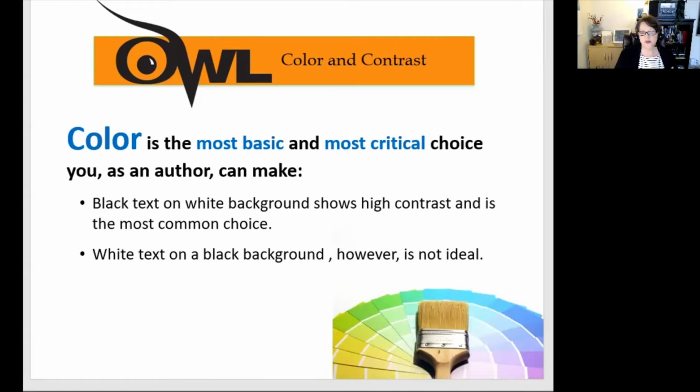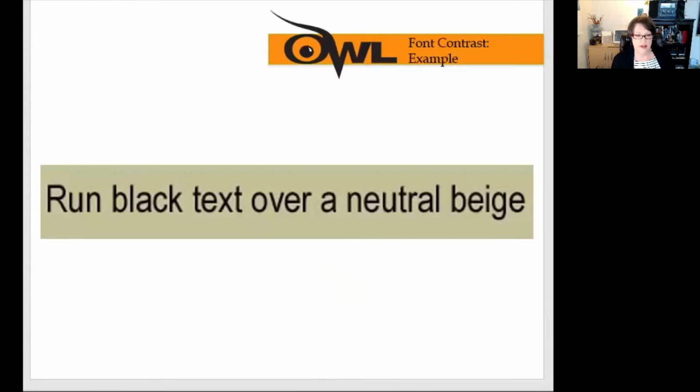Contrast deals with the brightness of one color in relation to another color, and it's one of the most basic and critical choices a designer can make about color. The most extreme example of contrast occurs on the printed page with black text and white paper. The contrast between black text and white paper increases legibility, meaning it's more easily read, making it the most commonly used combination.